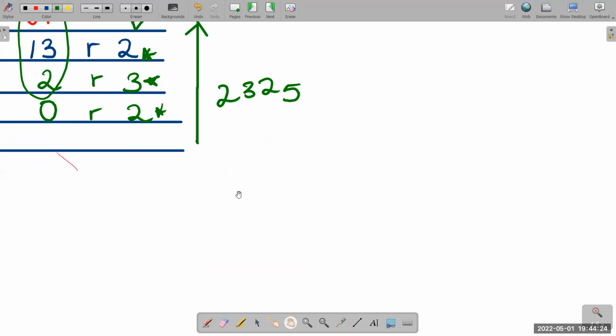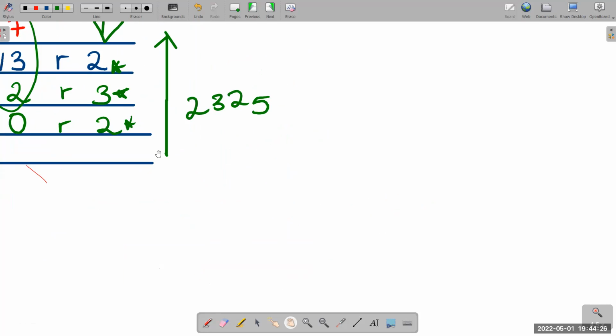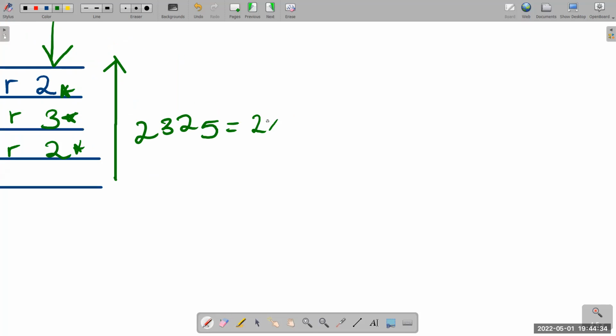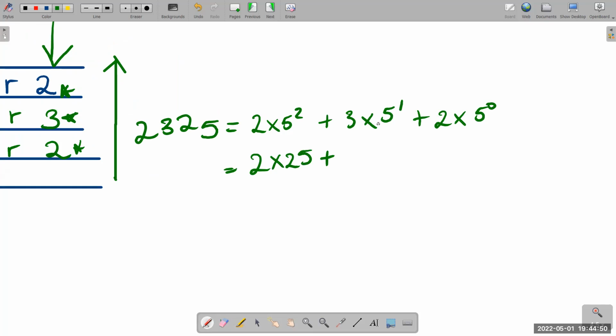Now, just to prove the answer, let's go backwards. Let's carry this back and see if we get back 67. So there we go. We know we expand by multiplying. So it's going to be 2 times something plus 3 times something plus 2 times something. And because it's base 5, 5 to the 0, 5 to the 1, 5 to the 2. So there we go. That's 2 times what? 25, plus 3 times 5 is 15, plus 2. So that would be 50 plus 15 plus 2. That is 67.